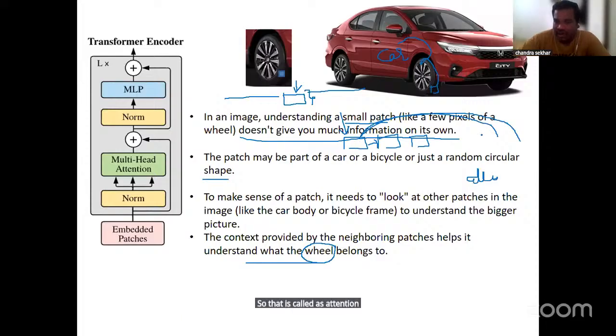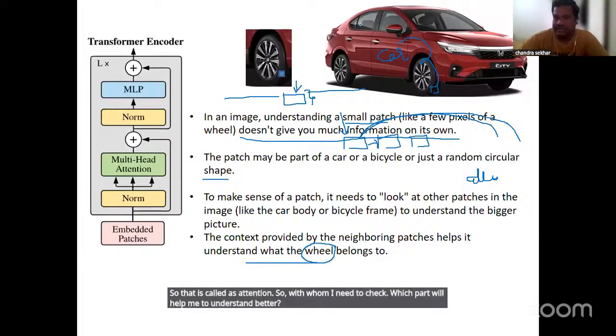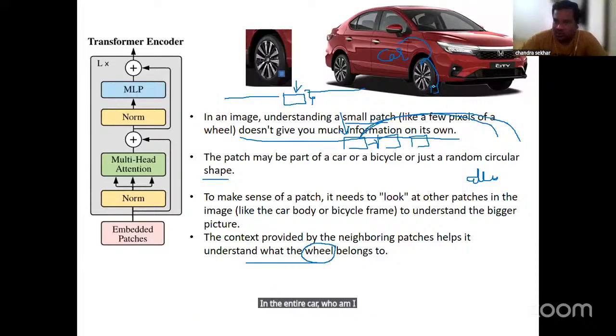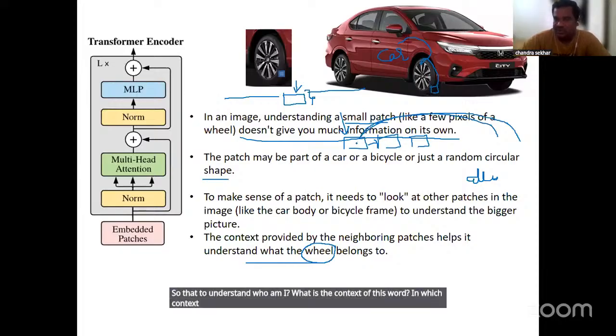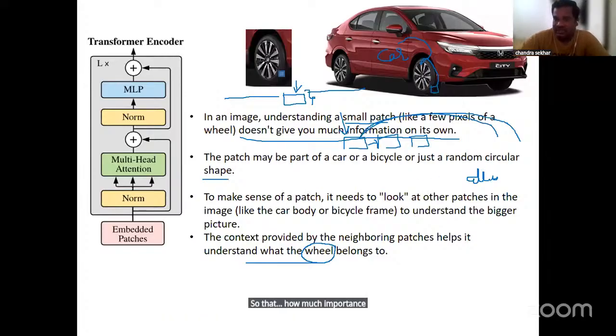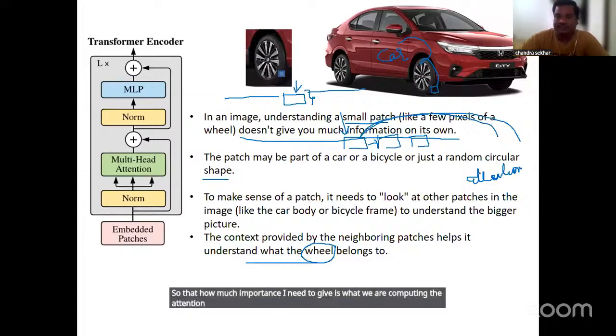So with whom do I need to check? Which part will help me to understand better? In the entire car, who am I? So with whom do I need to cross-check so that I understand who I am? What is the context of this word? In which context has the word been used? To know that, I need to look into various words of the sentence. Which word do I need to focus on more? So how much importance I need to give is what we are computing in the attention mechanism.